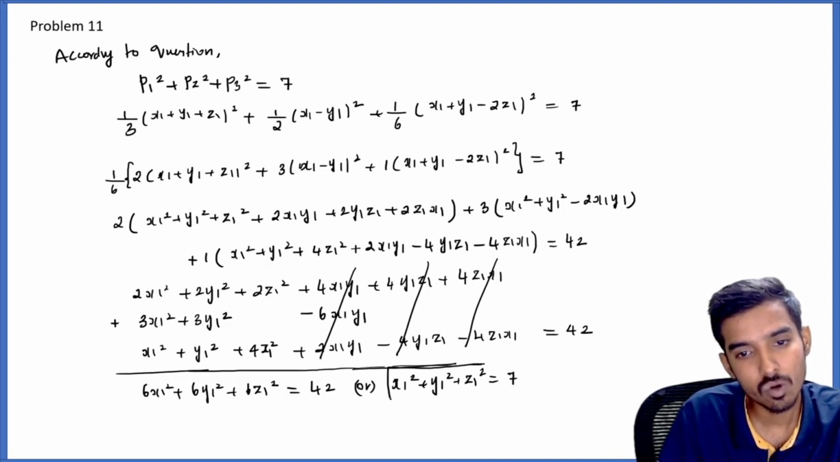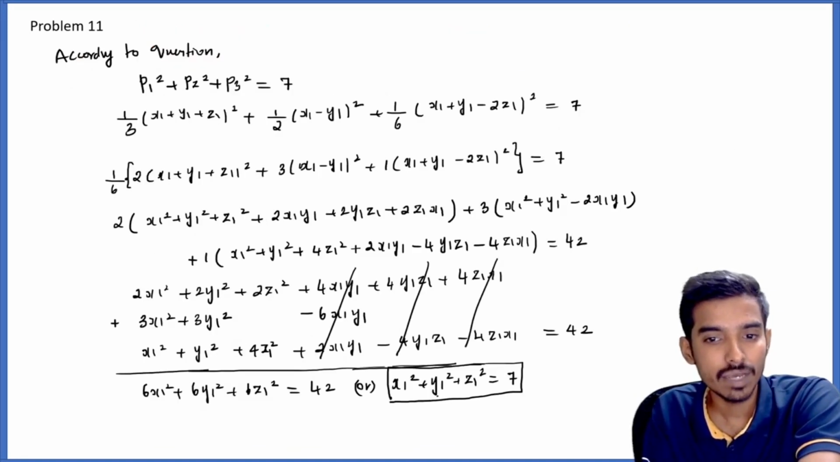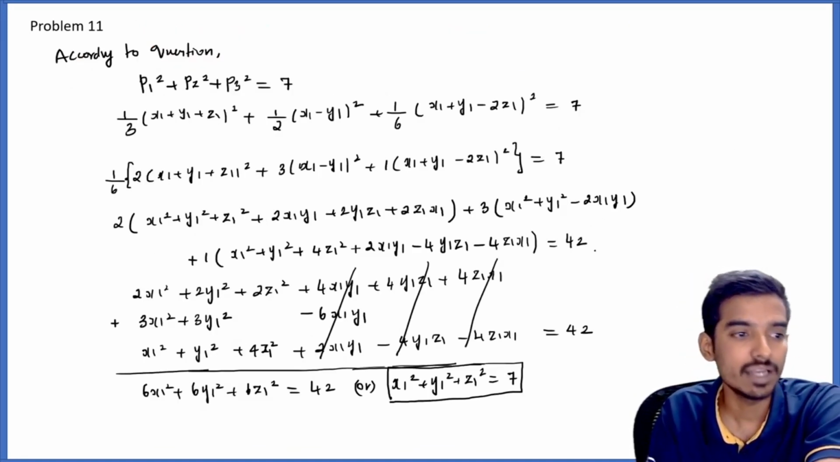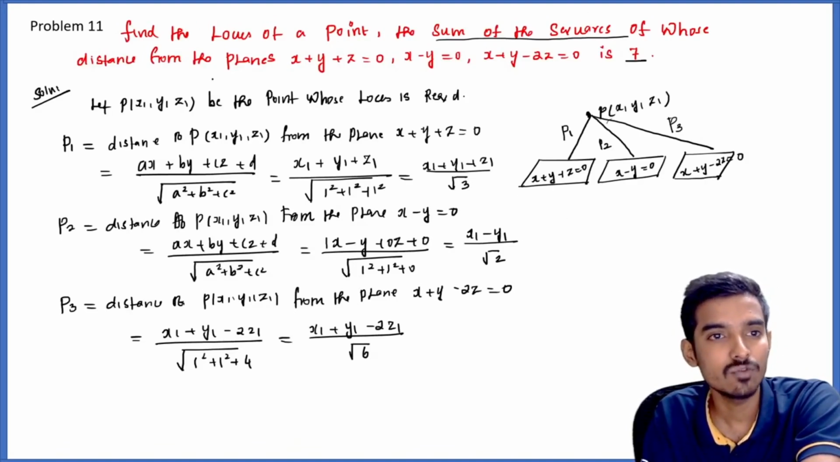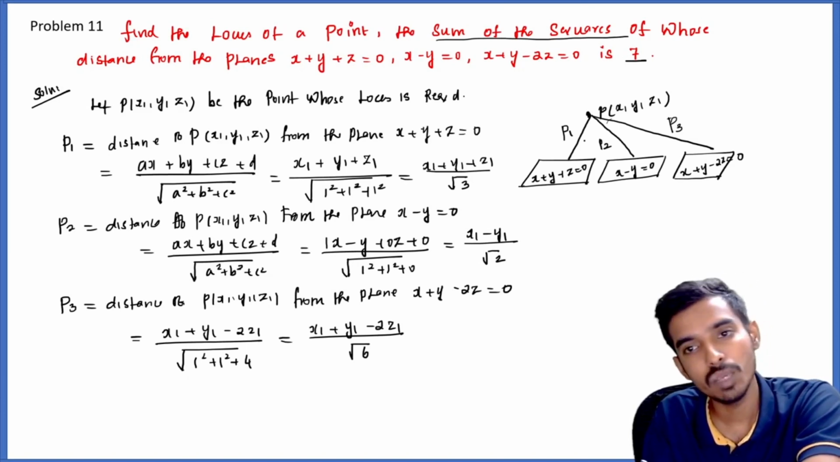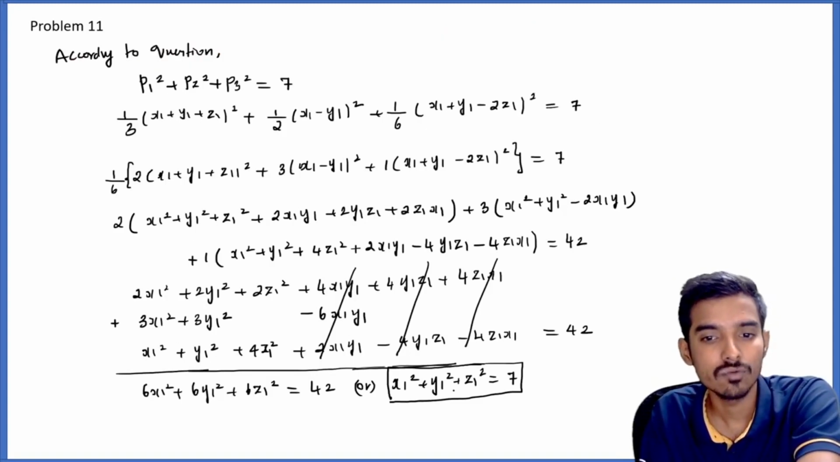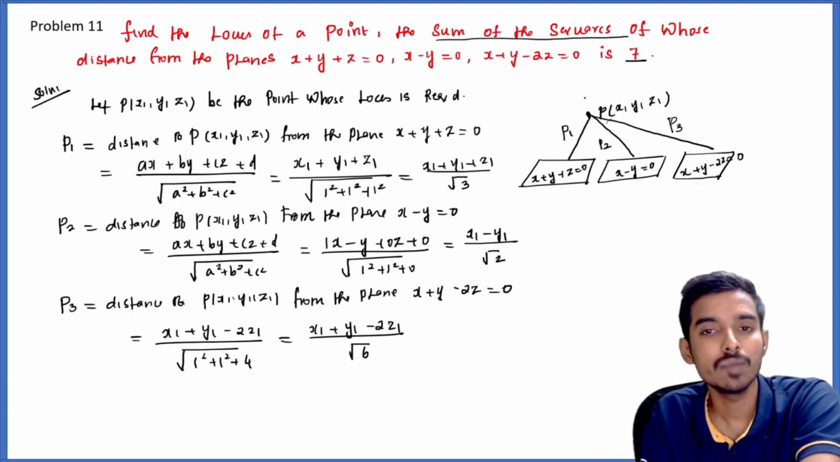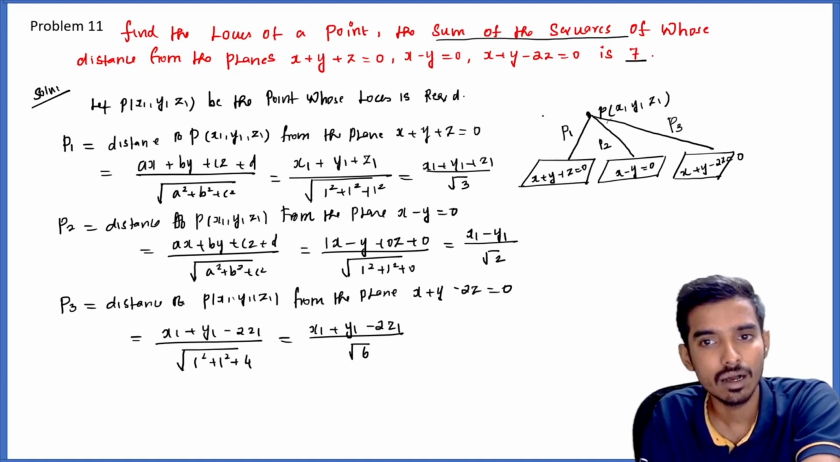It's the required locus that your x1, y1, z1 will satisfy. So all your points x1, y1, z1 will satisfy x1 square plus y1 square plus z1 square is equal to 7, right? We needed to find the locus of a point such that the sum of the squares of whose distance from the planes is 7. So P1 square plus P2 square plus P3 square has to be equal to 7. Whenever your x1, y1, z1 satisfies this equation, it will satisfy that P1 square plus P2 square plus P3 square is 7. Here we are taking P to be the perpendicular distance only. Just for understanding, I'm drawing like this; all are perpendicular distances only.